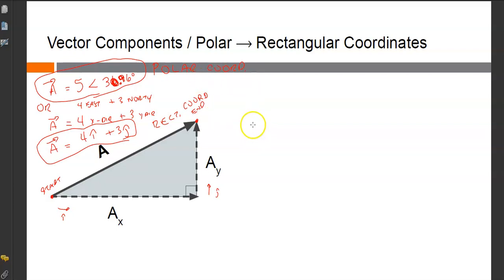So I'm going to draw this triangle again, just with the numbers that we need. I put a whole bunch of mess on there. That's vector A, and it's 5 at an angle of 30.96 or whatever. We'll find out how close that angle is. But I want to go to the rectangular. That's the polar. I want to go to the rectangular. I want to know the east and north parts. So I'm looking for this line right there.